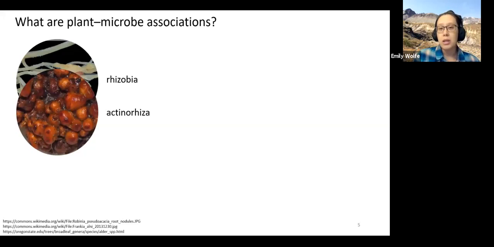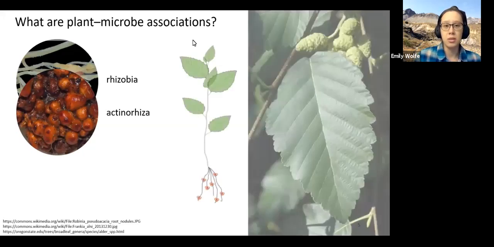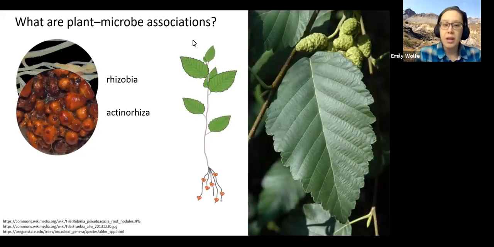They are more limited in that just 8 families make these associations, including Betulaceae, which is represented here with a picture of red alder. Oh, sorry, I'm in Zoom. I'm in PowerPoint. Okay, and I have this little cute cartoon diagram that's just meant to show you where the root nodules form on a red alder seedling.